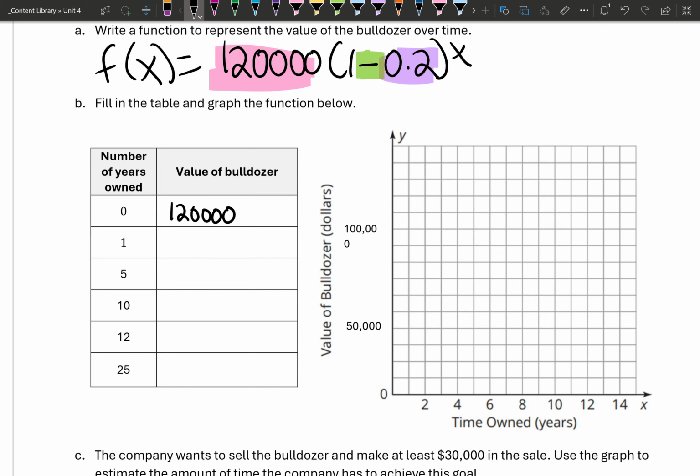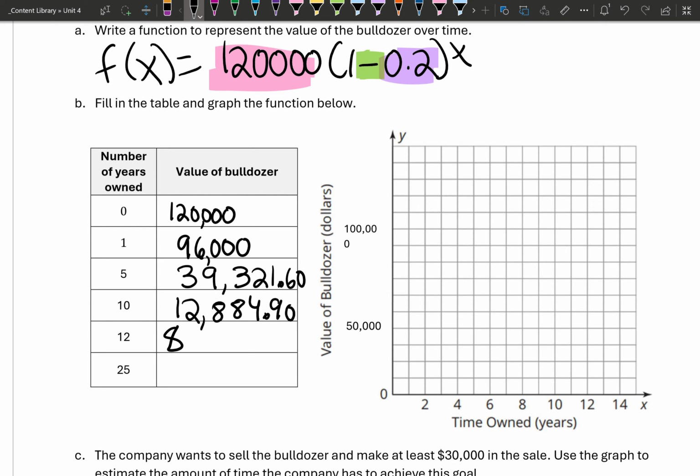Alright. When I plug in 0, I have 120,000. So that's the starting amount. After 1 year, it's worth 96,000. After 5 years, it's 39,321.6. After 10 years, it's only worth $12,884.90. Oh, I guess 90 cents, 60 cents.